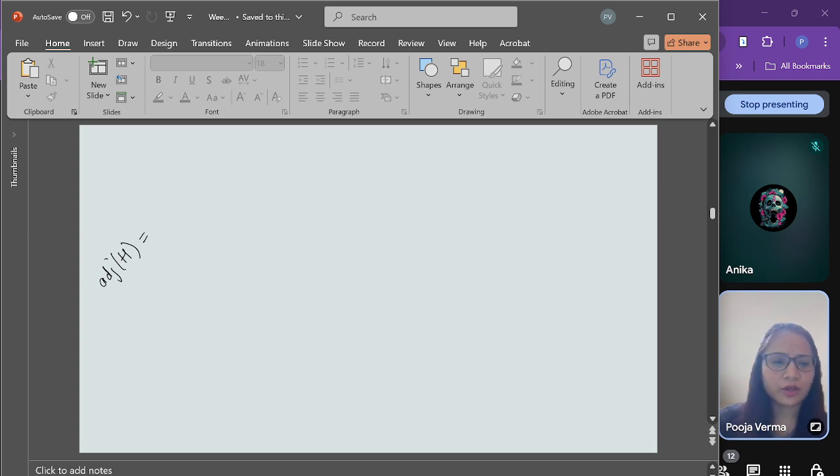Then okay, I'm just taking 1 minute of time. Can anyone of you tell me what will be the adjoint of H values in the matrix? Then I will write here. Okay, just try first. Please find out all the cofactors.